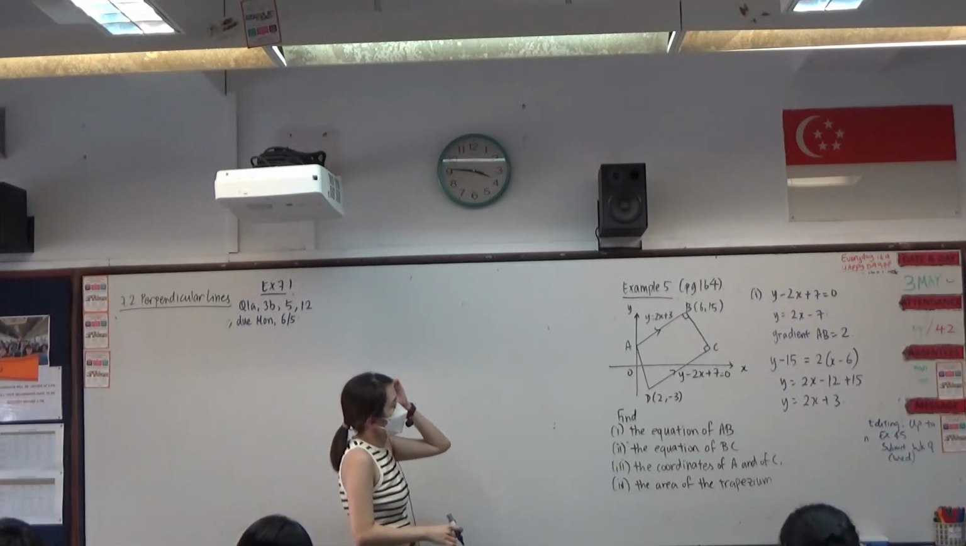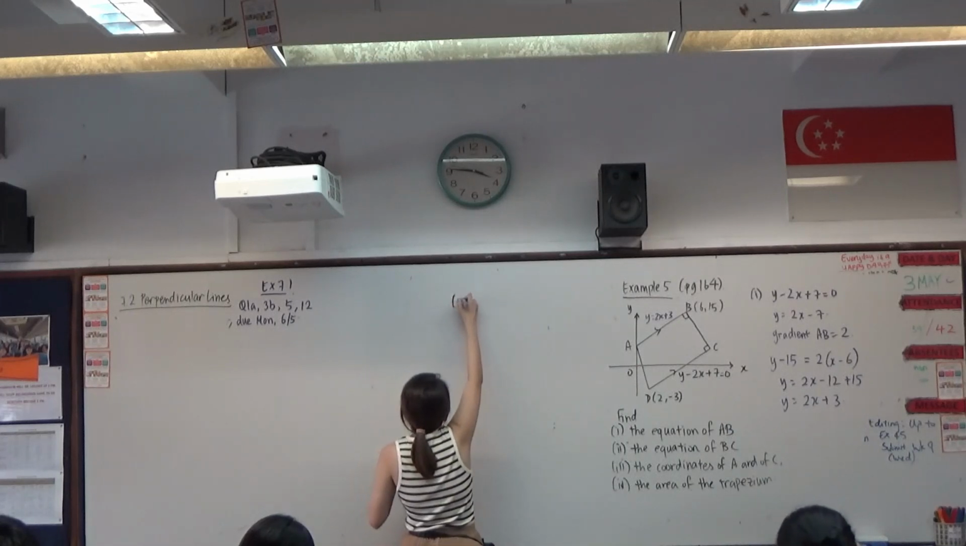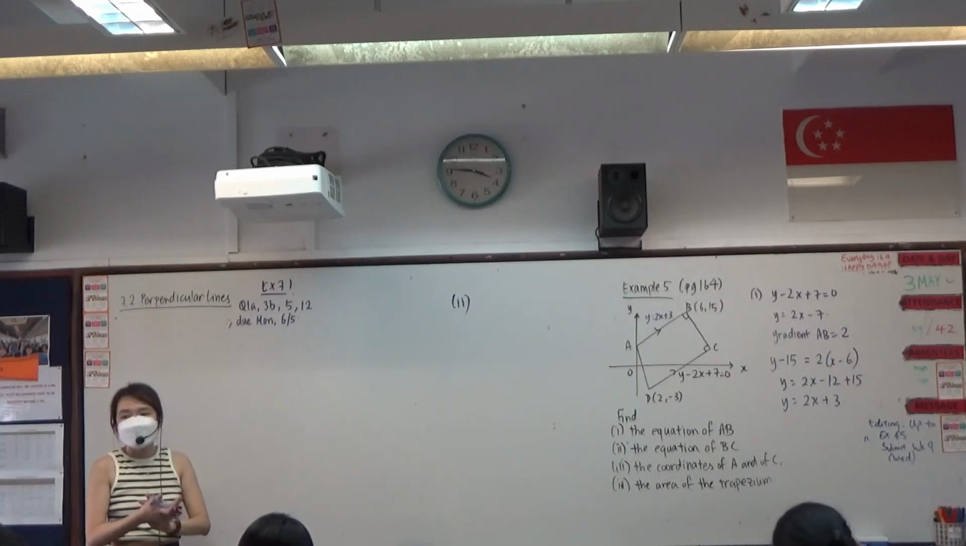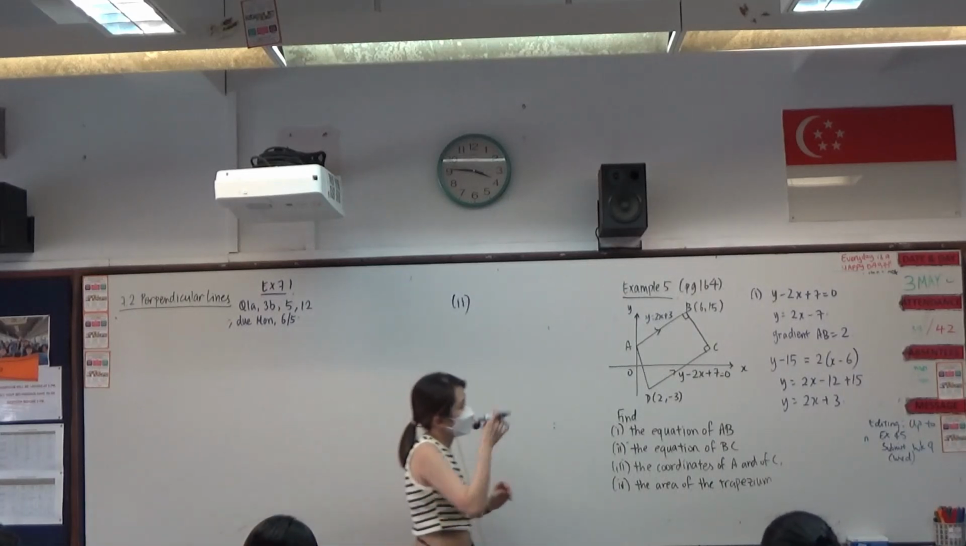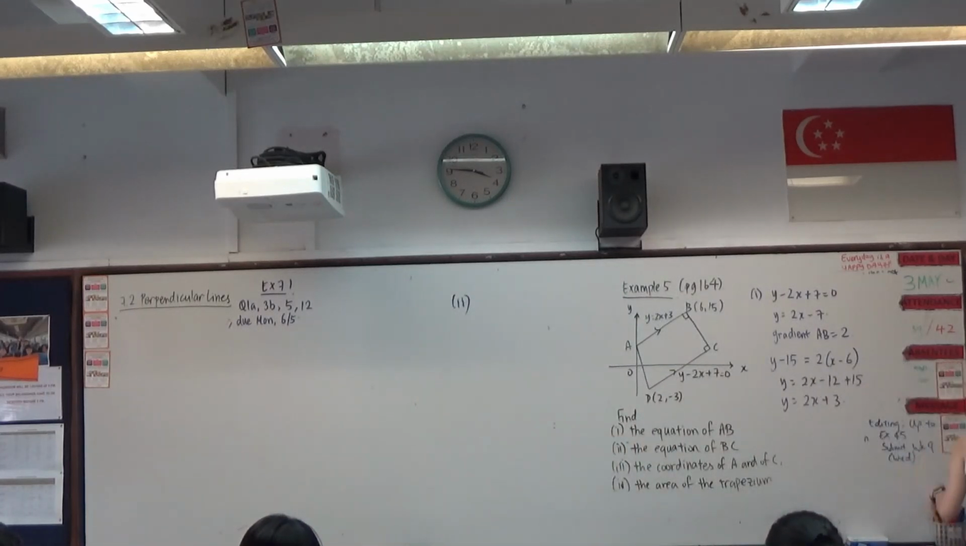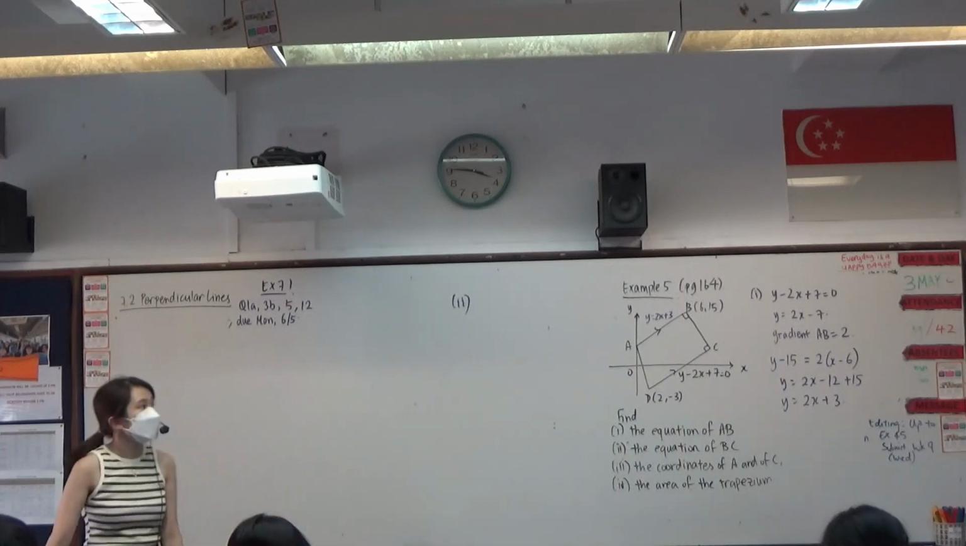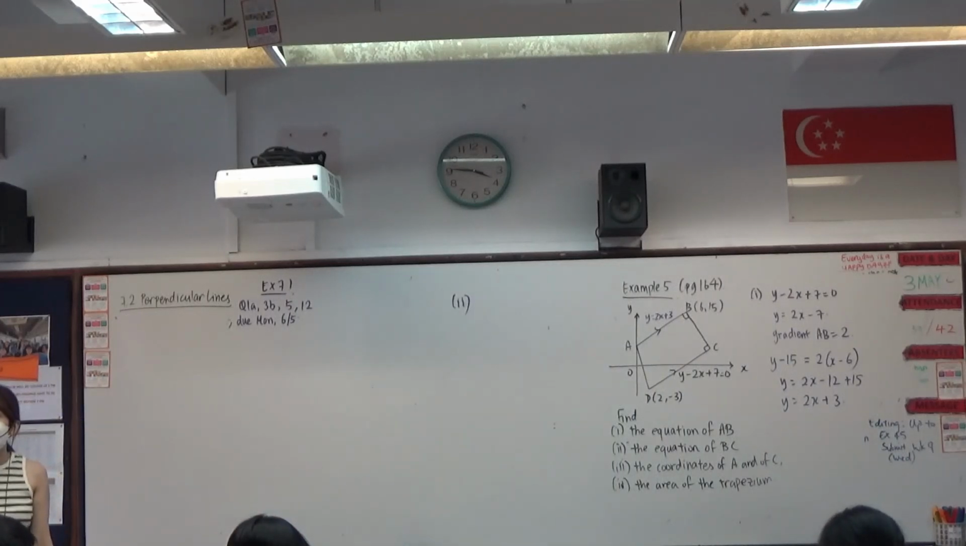In part 2, we want to find the equation of BC. How can I find the equation of BC? How do I find the equation of BC? It is perpendicular. It is perpendicular to what? AB, so it's perpendicular to AB, also perpendicular to CD.